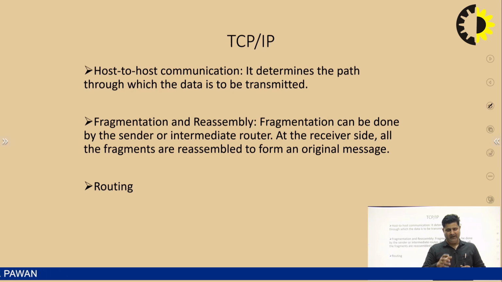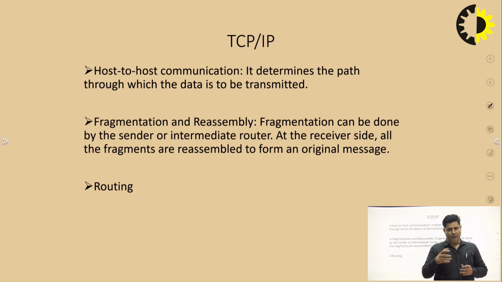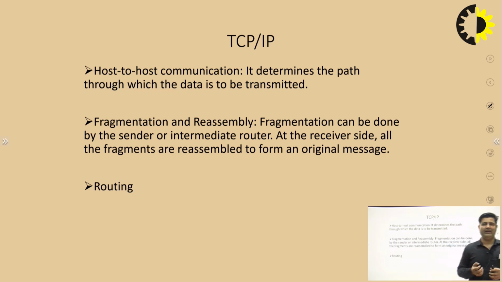Then we try to divide the data into a number of parts. We transfer data in the form of packets. So we divide the data into packets, and this is fragmentation. We divide the data into a number of parts, which is called fragmentation. Fragmentation may be done either on the sender side or in between, at an intermediate router on the path. Then when they reach the destination, we reassemble all the fragmented data into the original message.